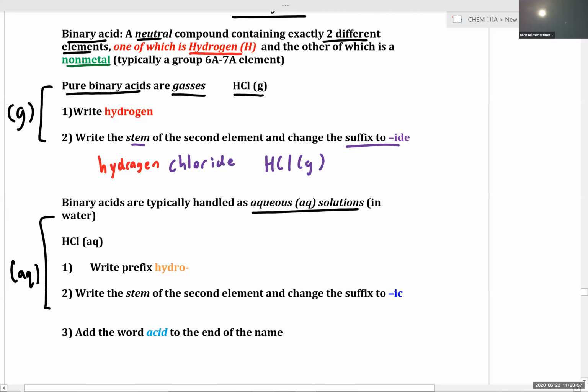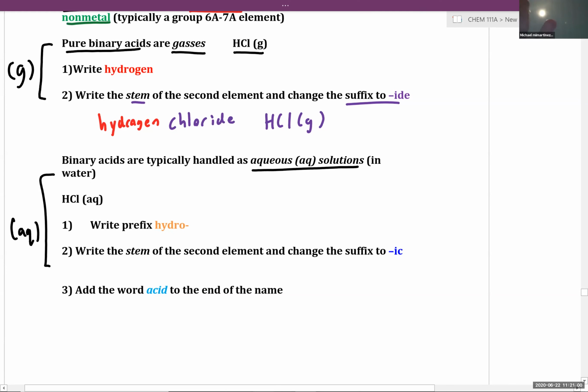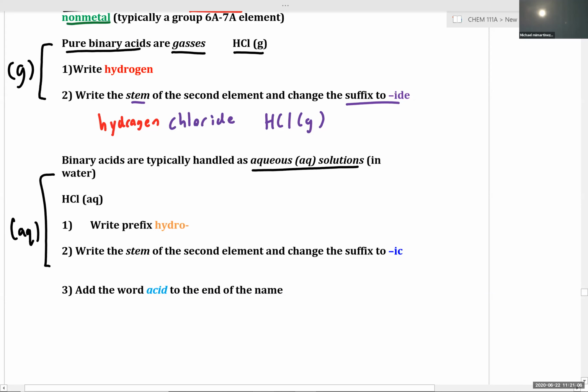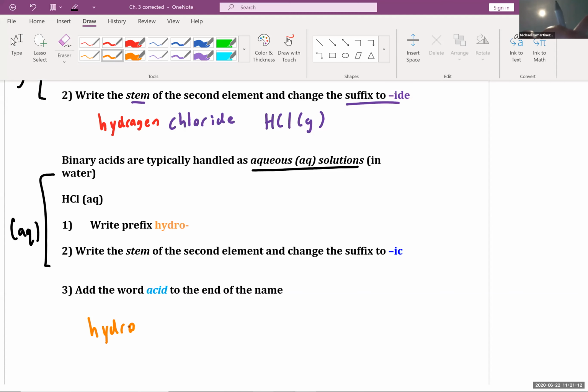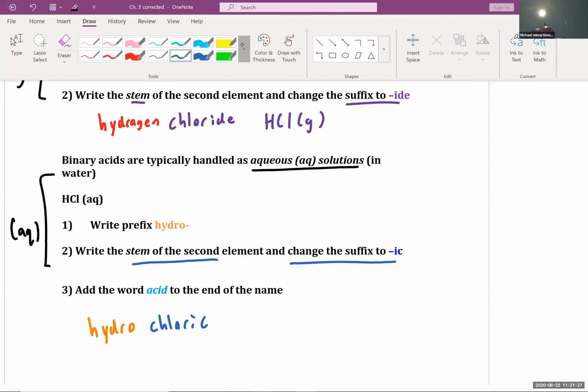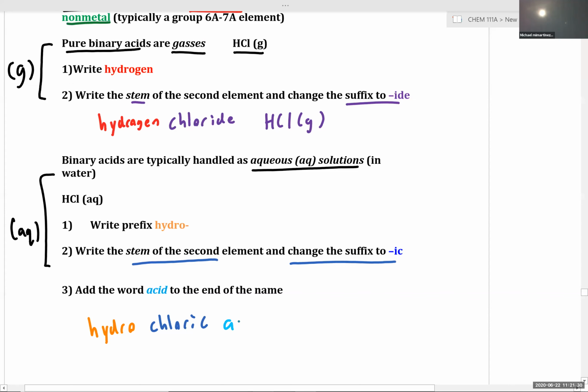Now, to name aqueous binary acids, first and foremost, we write the prefix hydro. We write the stem of the second element, and we change the ending to IC. So chlorine turns into chloric. And now, as it is an acid, we write the word acid at the end of the name. So hydrochloric acid is referring to HCl with an aqueous symbol.